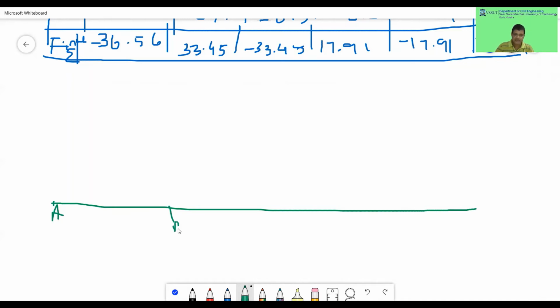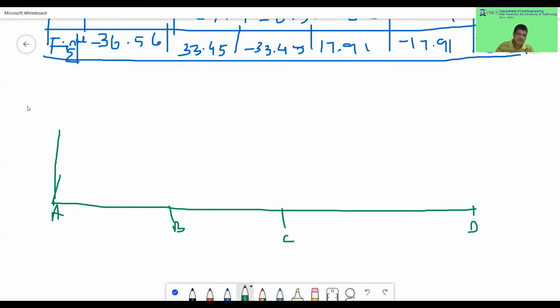A, B, C, let it value 8 meter, 3 meter, 6 meter. So now at A it is minus 36. Minus 36 means it is acting anti-clockwise. So anti-clockwise movement means bending moment to negative. You apply here.